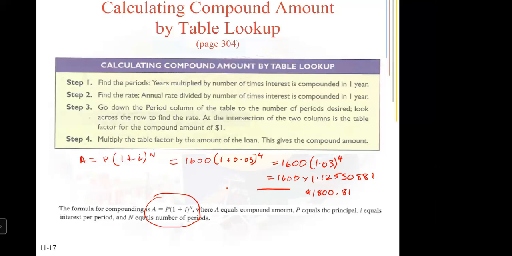All right. So the formula actually gives you a more accurate answer than the table, but the table is a quicker way to work out this compound interest. So that's the use of the formula there. But whether you're using the formula or the table, you need to make sure to find out the number of periods and the rate per period to use for either the table or the formula.